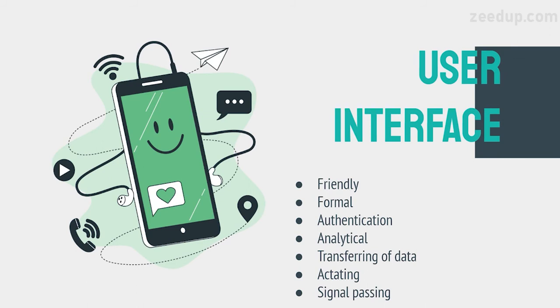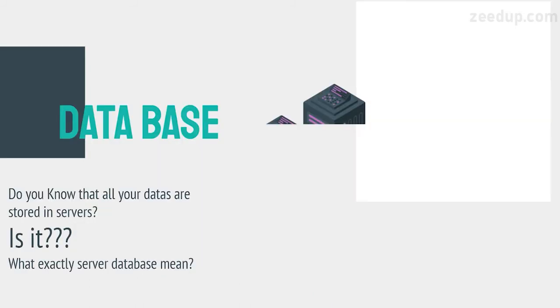And authentication is very hard. Authentication is very simple only for you when you have the API keys and all. And in an analytical way, it is very good, and the transferring of data is very quick because of today's technology. And that is actuating. I have a small spelling mistake there. And signal passing, I just told you, signal passing and actuating is altogether done in one single step only.